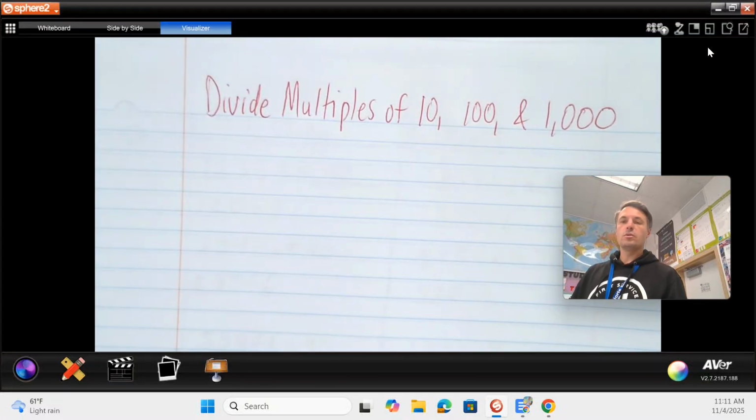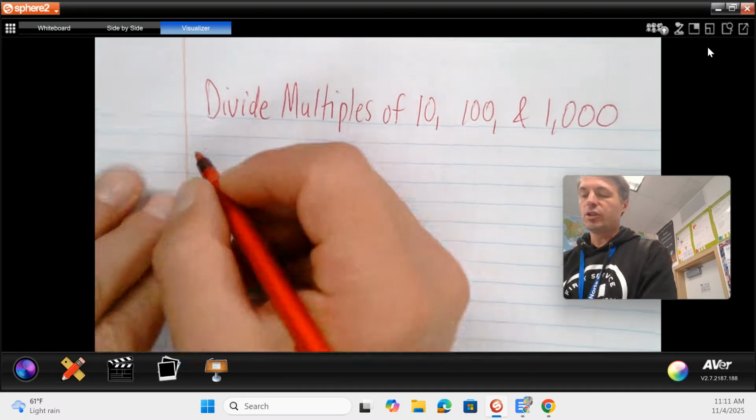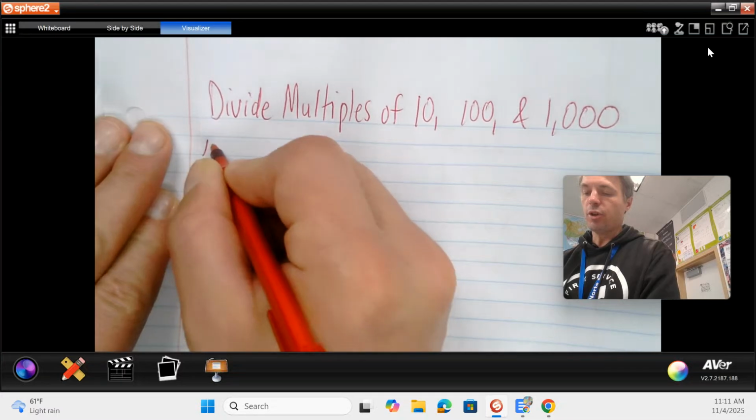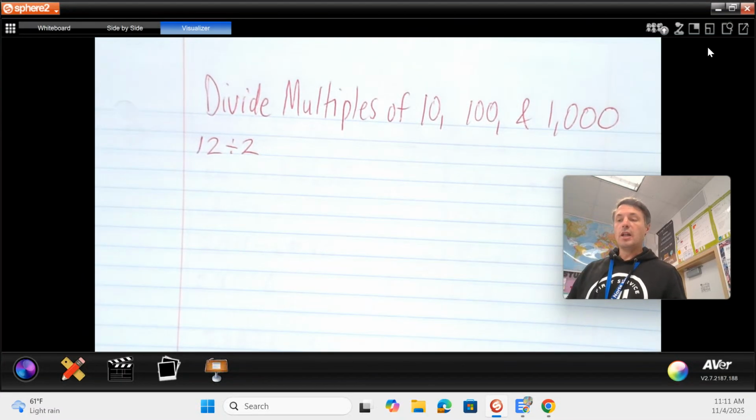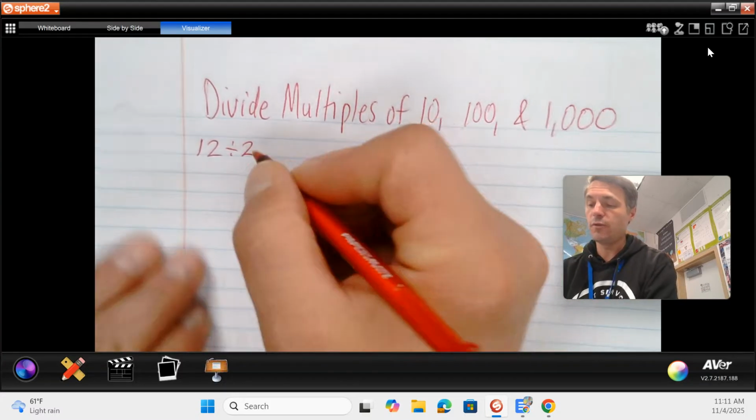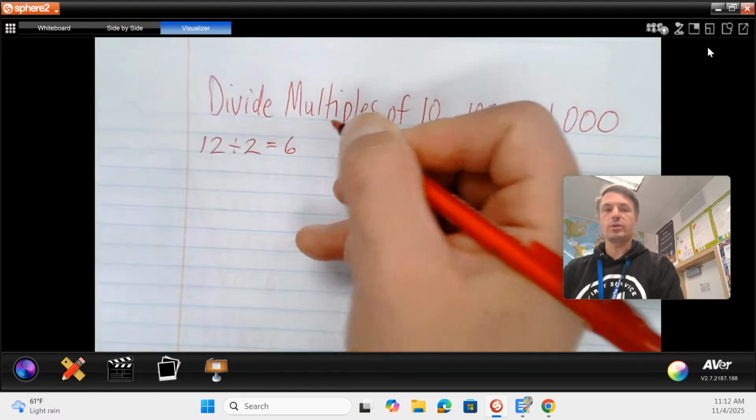Okay, so divide multiples of 10, 100, and 1,000. How do we divide when we're dealing with multiples of 10? Well, first of all, let's just look at a simple division problem like 12 divided by 2. A lot of you know the answer because since you know that 2 times 6 equals 12, you know that 12 divided by 2 equals 6.